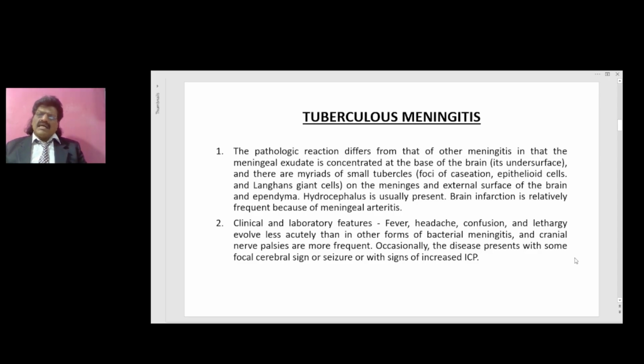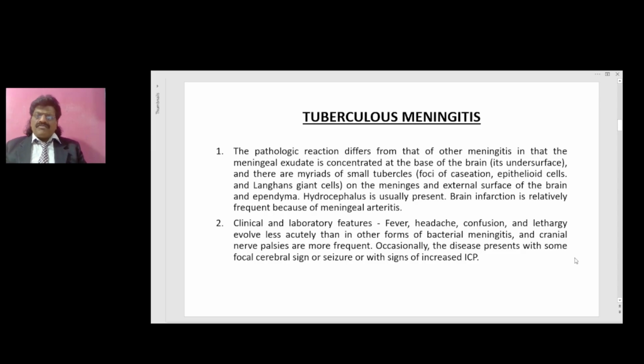Tuberculous meningitis. The pathologic reaction differs from that of other meningitis in that the meningeal exudate is concentrated at the base of the brain, its undersurface, and there are a myriad of small tubercles, foci of caseation, epithelioid cells and Langerhans cells on the meninges and the external surface of the brain and ependyma. Hydrocephalus is usually present. Brain infarction is relatively frequent because of meningeal arteritis.